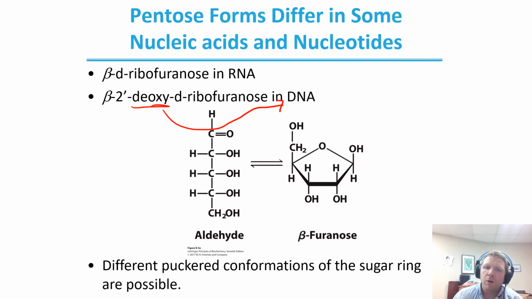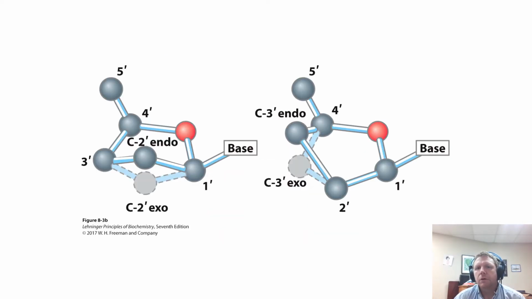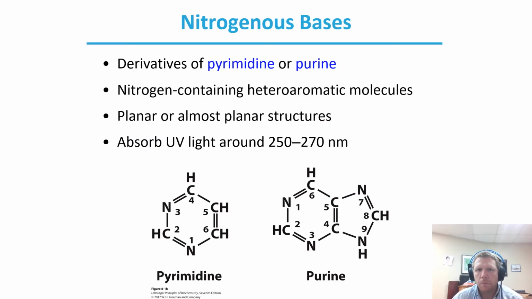Different puckered conformations of the sugar ring are also found. So here would be the puckered form of the sugar, where you have that 2 prime endo or exo form, or the 3 prime endo or exo form of that sugar. The nitrogenous bases, like I said previously, fall into two major categories, the pyrimidines and the purines.